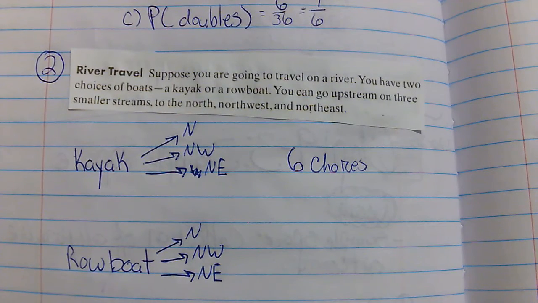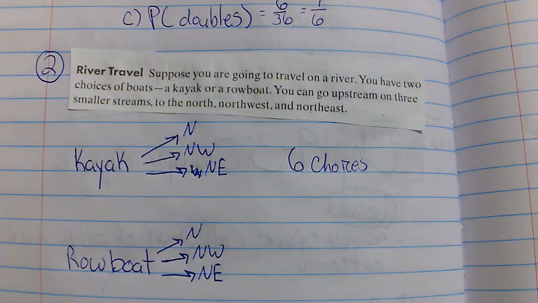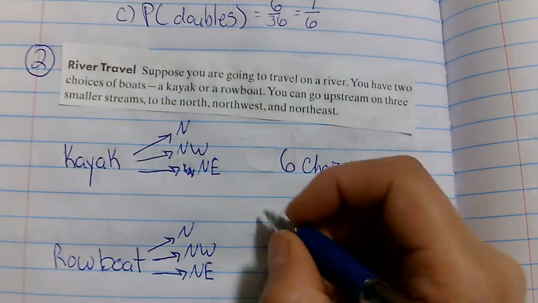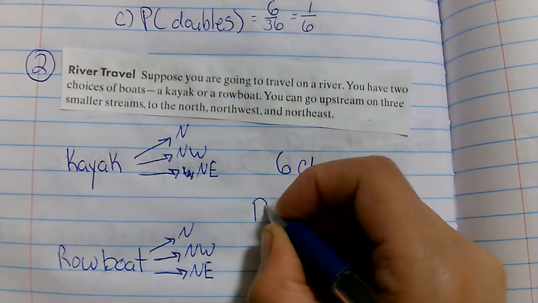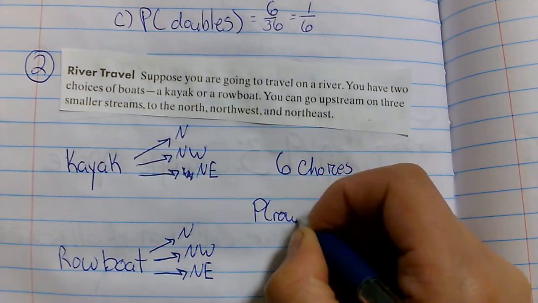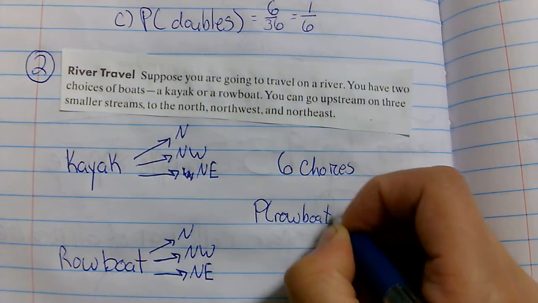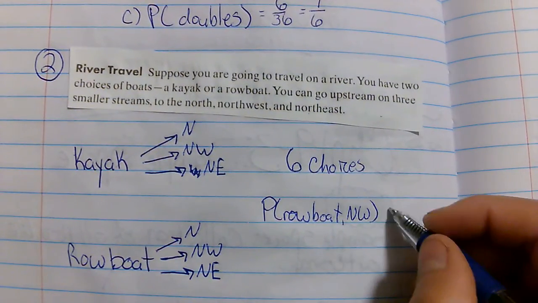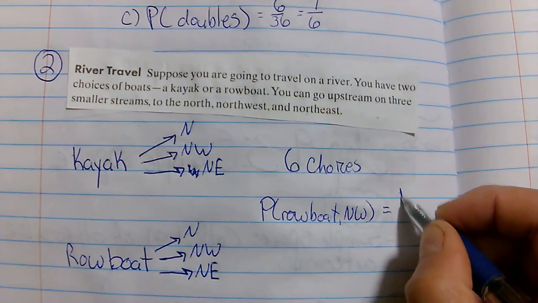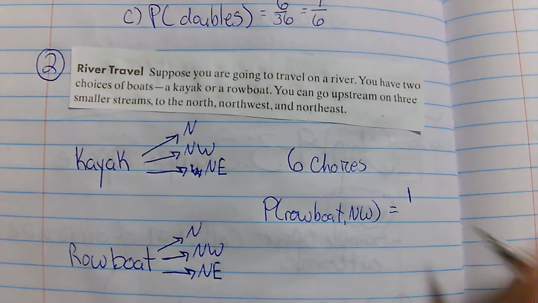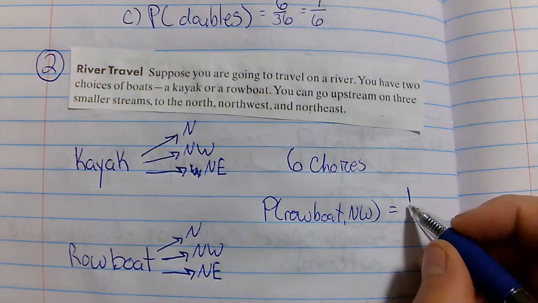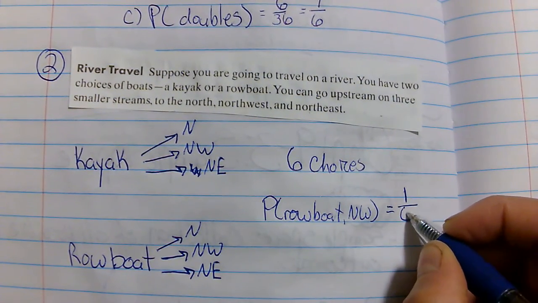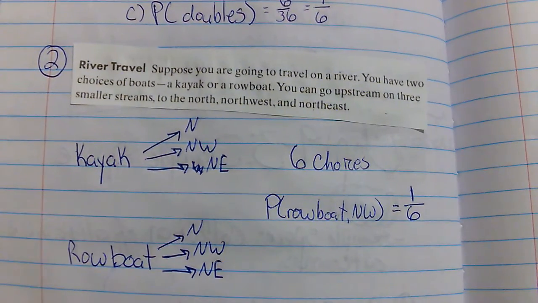So if I was going to select one of these at random, what's the probability of rowboat northwest? Well, that's 1 possible outcome that I'm looking for, because none of the other ones are rowboat and northwest, out of 6 possible outcomes.